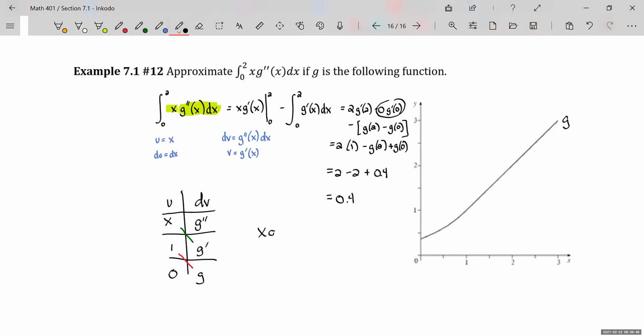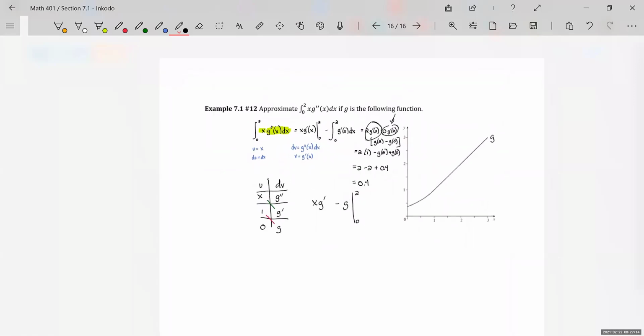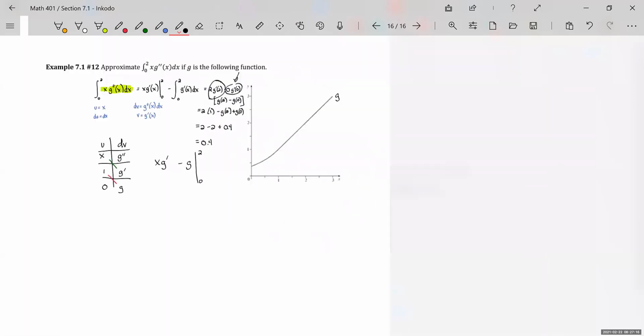It's x times g prime minus g. And remember, you're evaluating all this from 0 to 2. So it would be 2 times g prime of 2, which is exactly what we had, minus 0 times g prime of 0, which is exactly what we had, minus g of 2, and then plus g of 0, which is what we had. Yeah, the trick kind of does work here. All right, so that's pretty much everything you possibly can squeeze out of the by parts method.